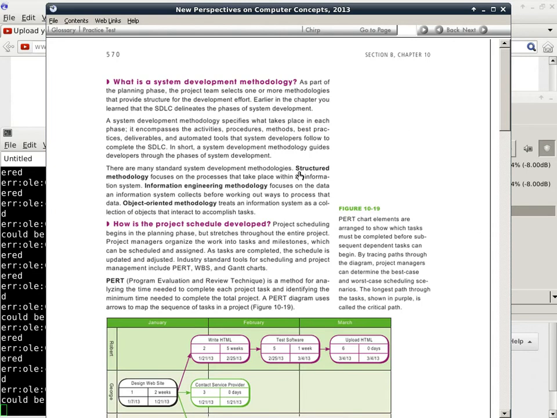In this case, their structured methodology is the waterfall, and then we have object-oriented methodology, which is kind of beyond the scope of this class. You really have to take CISP 400, which is object-oriented programming, to really understand what it means when people say object-oriented. We got a little bit of that taste of object orientation when we use Scratch, because Scratch is quote-unquote object-oriented, or I should say sprite-oriented.